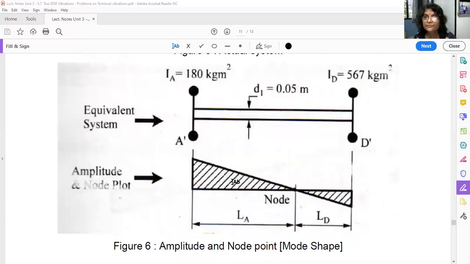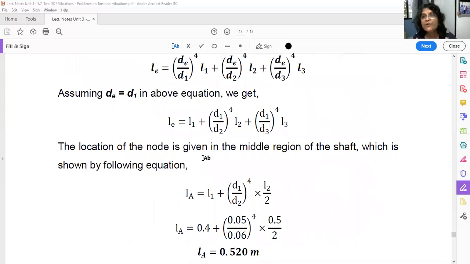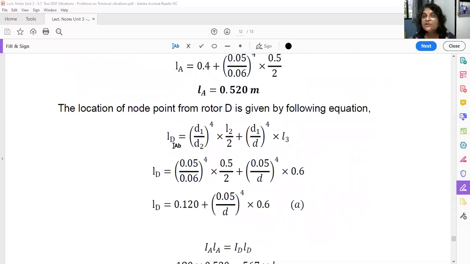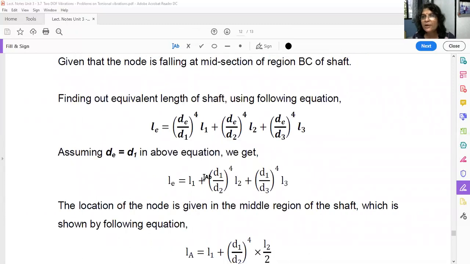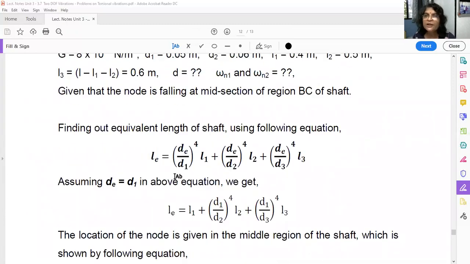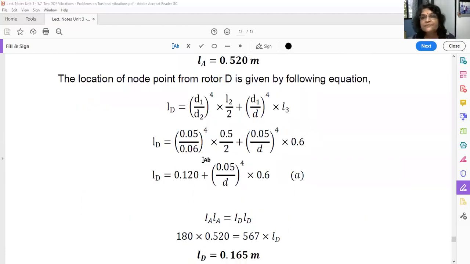This LD, same formula you can write down, only we have to consider the distance of the node from rotor D. So D1 upon D2 raised to 4 into L2 by 2, plus D1 upon D raised to 4 into L3. Remember, this formula is very important. Don't get confused. Only you have to put here D is equal to either D1 or D2 or D3, whatever equivalent diameter you are taking. This formula you must understand. Earlier I considered LA so that this formula can be used for LA; later on, I am finding out LD. So LD is equal to this one.